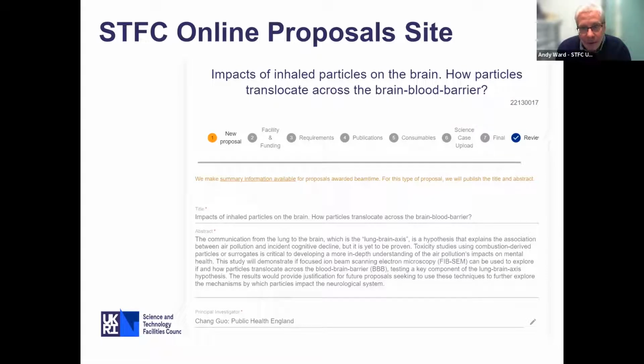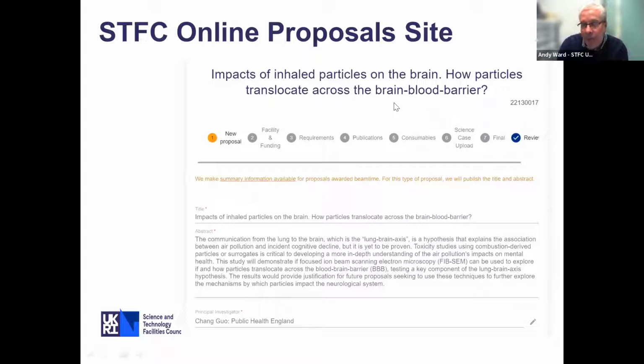You can see there are 7 steps along the top bar here, and then a final step at the very end. So it's a new proposal. There are things like the title, the abstract, who's doing it, what facility you require, and what funding, as in what grants you may already have that contribute, from EPSRC or NERC. Then the requirements in terms of instrumentation, and what publications you may already have to support your science. There is a £1,000 budget per week of access, so you can define consumables that you need for the experiment. And finally, there's a science case upload.